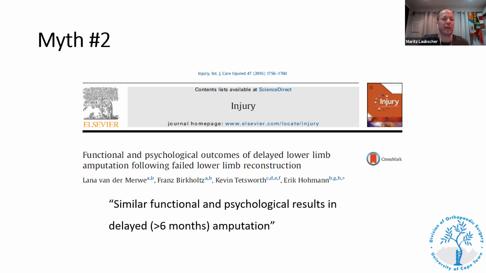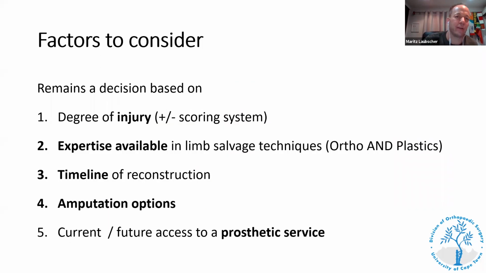Patients can have similar eventual functional outcome with the amputation, whether the amputation is performed early or late. So what do we take into consideration? Well, firstly, the degree of injury, and here a scoring system is useful. Probably one of the biggest uses of the Ganga scoring system is that it helps you to systematically think of all the aspects of the injury, and also to document the score to show that you consulted it to try and make your decision in a scientific way.